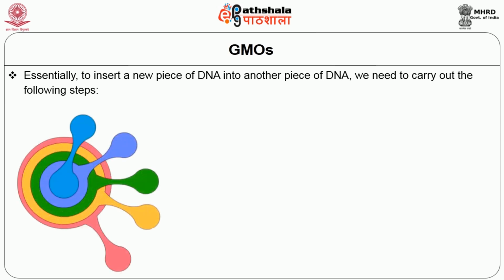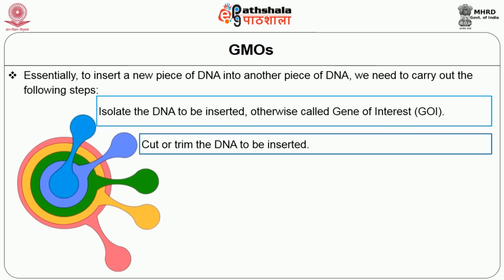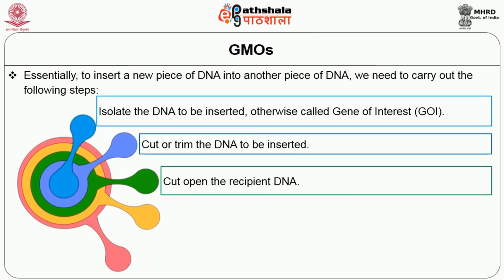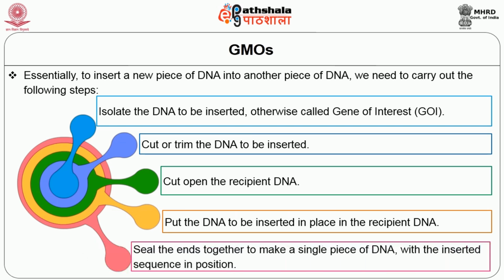Essentially, to insert a new piece of DNA into another piece of DNA, we need to carry out some specific steps. Isolate the DNA to be inserted, which is otherwise called the gene of interest or the insert sequence. After this, we cut or trim the DNA to be inserted. Then, we cut open the recipient DNA and put the DNA to be inserted in proper place in the recipient DNA. Finally, we seal the ends together to make a single piece of DNA with the inserted sequence in position.